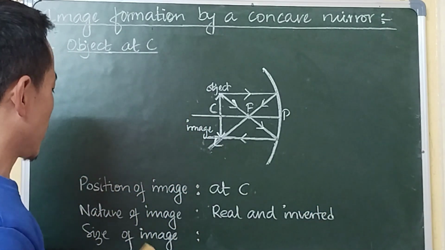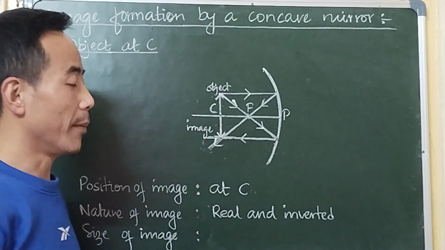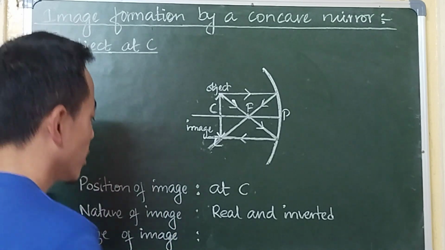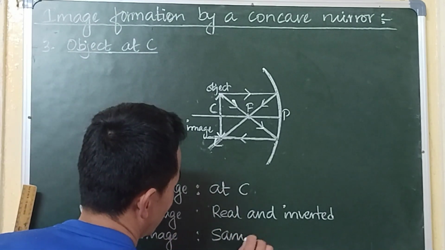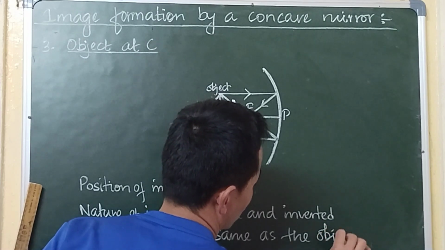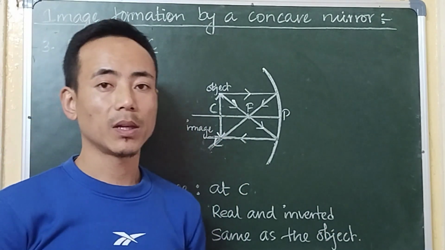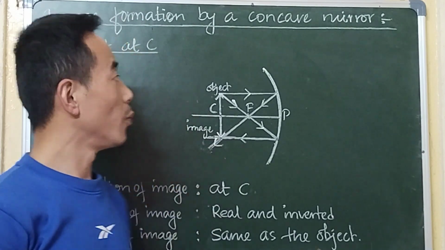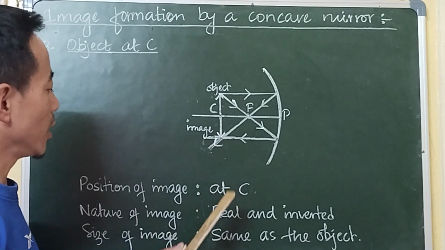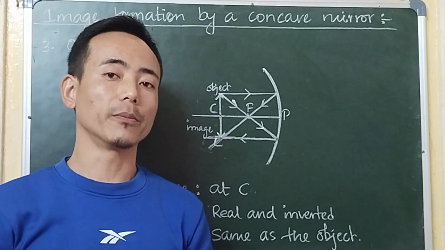And the third thing here you can see is the size of the image. Now if you look at the size of the object and the size of the image, in this case both will be the same. So you can write the size of the image will be the same as the object. So here object size and image size will remain the same. So this is case number 3. When an object is kept at C, we will get the image at C. The image will be real and inverted, and the size of the image and the size of the object will be the same.